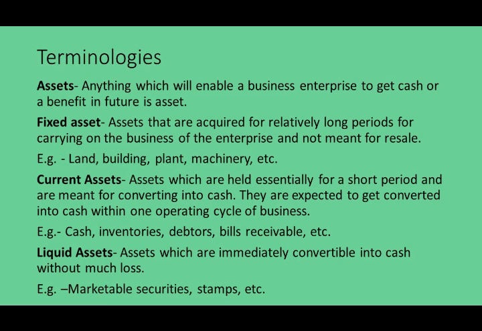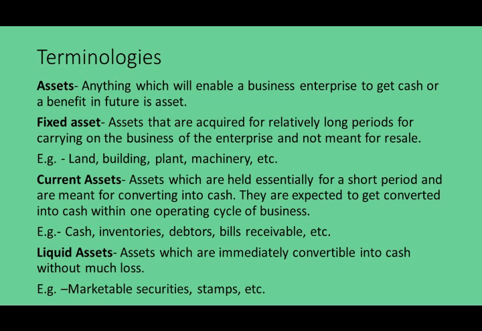Asset is further divided into three types. The first one is fixed asset. Assets that are acquired for relatively long period for carrying on the business of the enterprise and not meant for resale are known as fixed assets. Example, land, building, plant, machinery, etc.